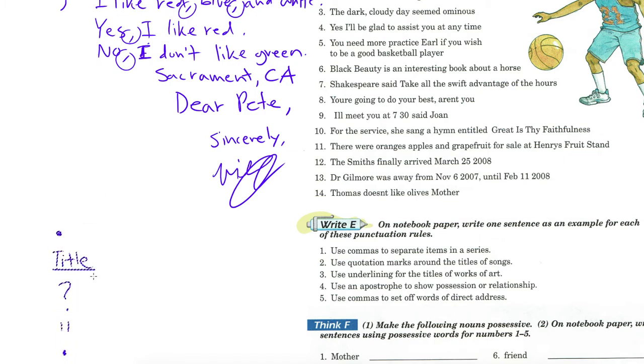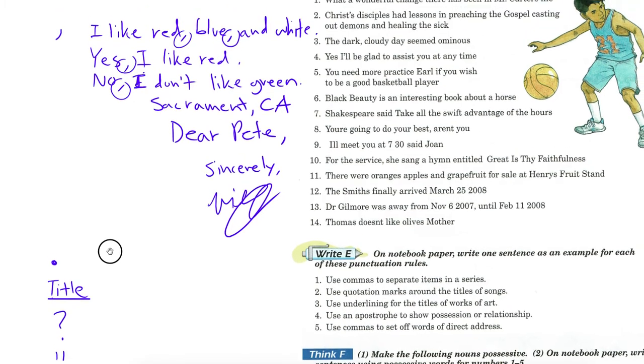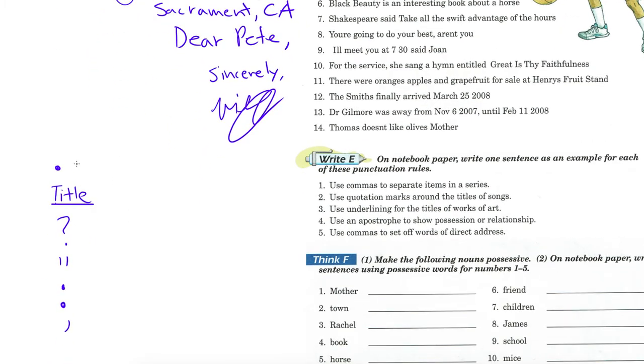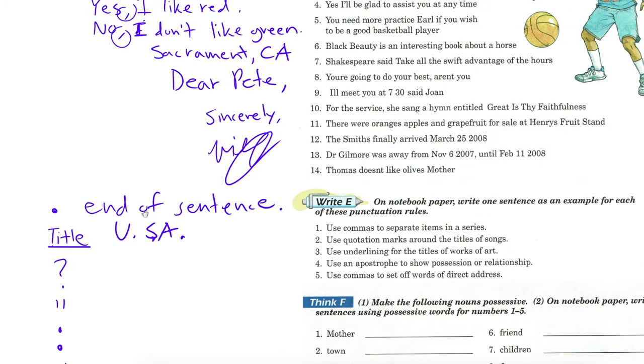All right, so periods. You would use periods at the end of a sentence, and for abbreviations, right? For example, U.S.A. For abbreviations, you would use periods also.